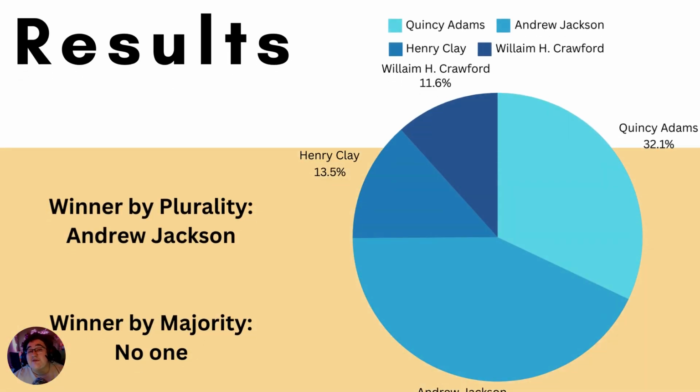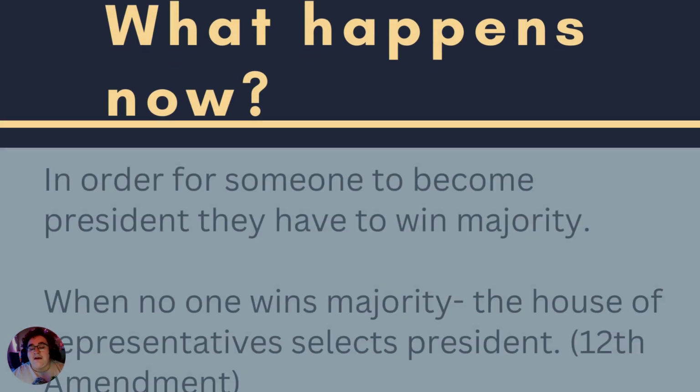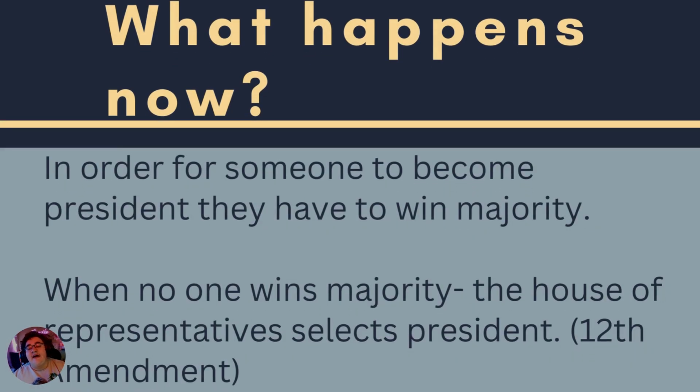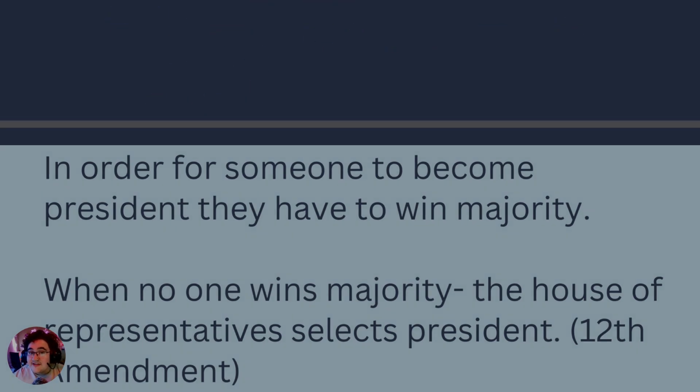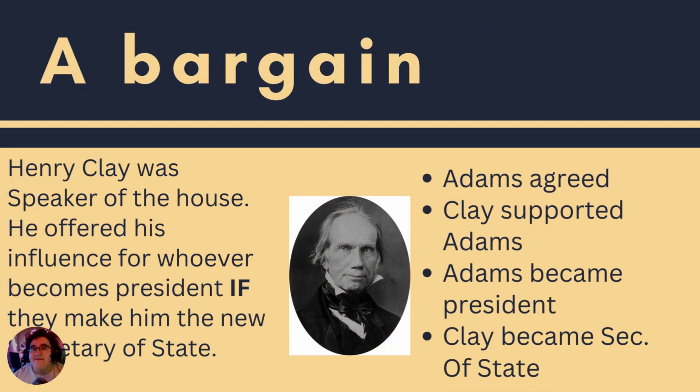With that being said, the results of the original 1824 election resulted in actually nobody becoming president, which means they had to fall back on their fallback plan for what happens when no one wins majority, and that is the 12th Amendment kicks into play. The 12th Amendment states that when no one wins majority, the House of Representatives selects the president. Henry Clay, who was a presidential candidate, just so happened to be the Speaker of the House of Representatives. So Henry Clay said he was going to offer his influence for whomever became president as long as they make him the new Secretary of State.